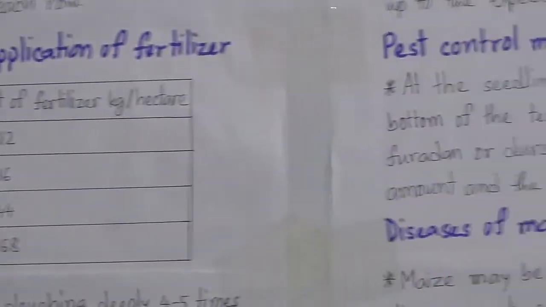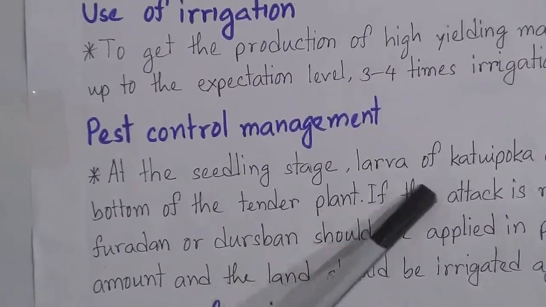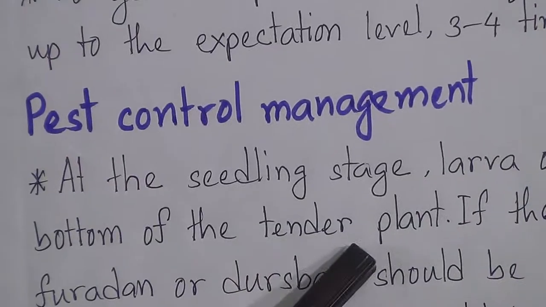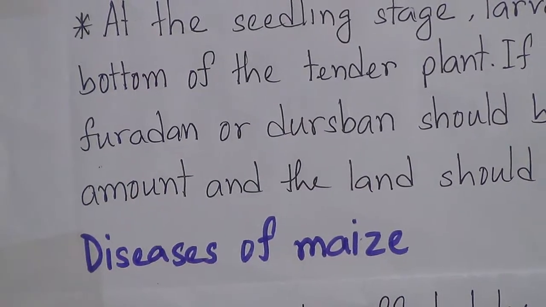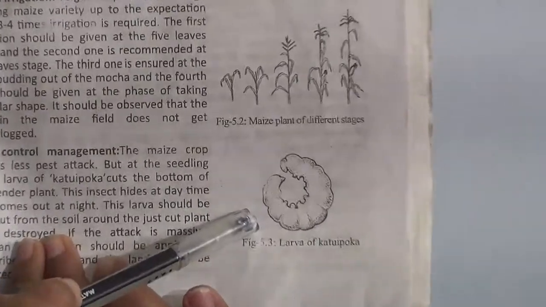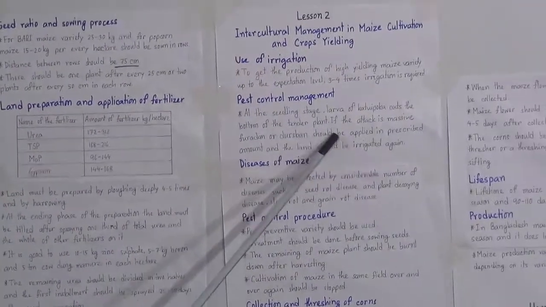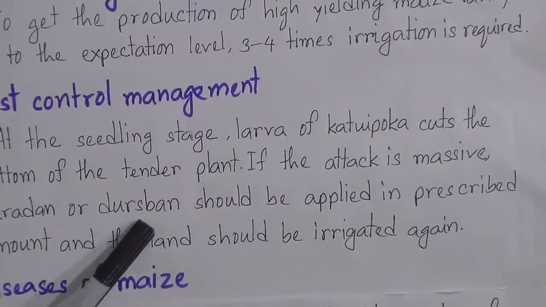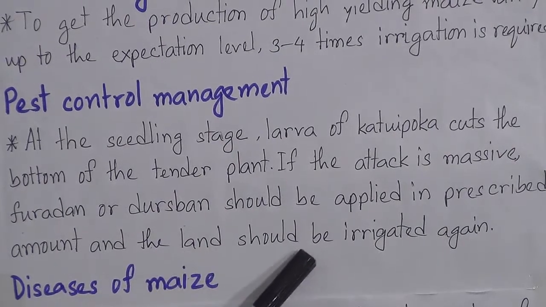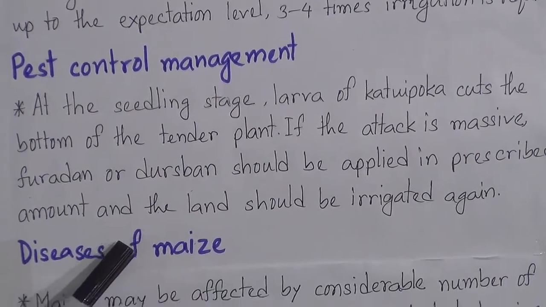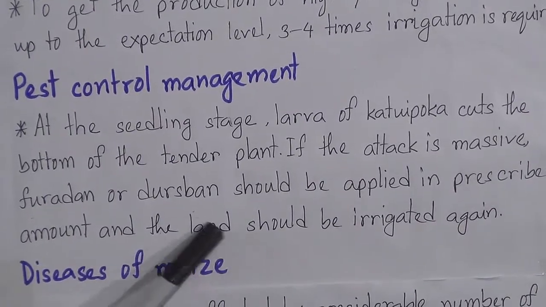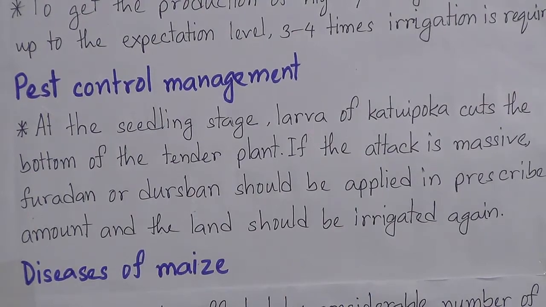And now pest control management. At the seedling stage, larva of Kathipoka cuts the bottom of the tender plant. Now look at your book, figure number 5.3. Look at the picture of Kathipoka. It cuts the bottom of the tender plants, which is very dangerous. If the attack is massive, furadon or dustbin should be applied in prescribed amount and the land should be irrigated again. So after applying the pesticides, we will irrigate the land again.